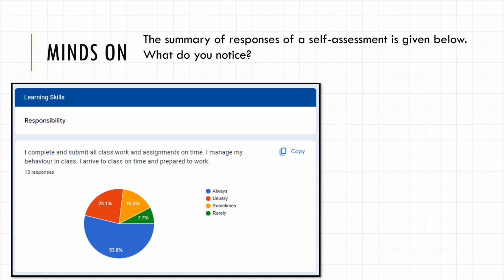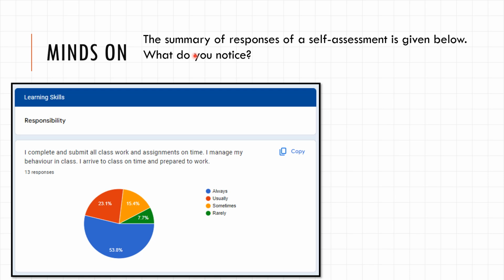To get our heads in the right space for this, let's take a look at this survey that went out to a class. In this class, students were asked to self-assess, so look at themselves and say, okay, how often do I complete and submit all classwork and assignments? How often do I do that on time? Do I manage my behavior in class? Do I arrive to class on time and prepared to work? And just take a second and pause this video here and think about, what do you notice?